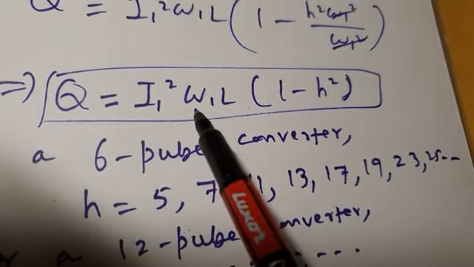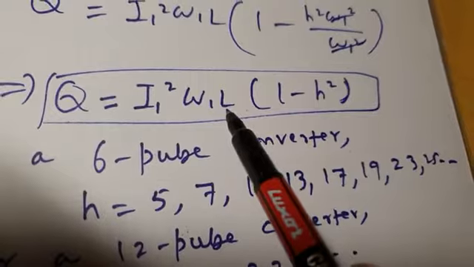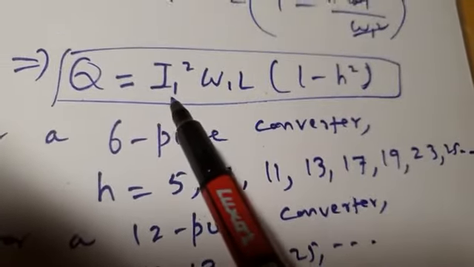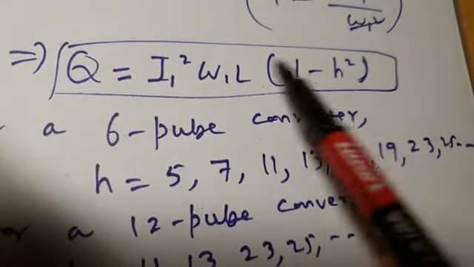You already know what the fundamental component of current is. You know the fundamental frequency, that is 50 Hertz. And you already know the value of this L. If you substitute here, you can find exactly how much reactive power compensation it provides.